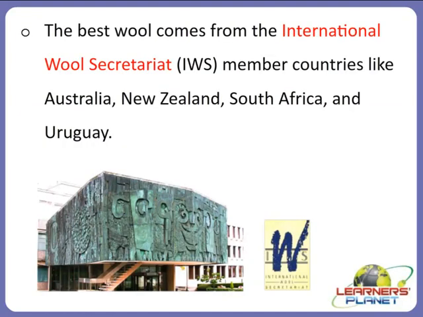You will be very amazed to know that the best wool comes from the International Wool Secretariat, which is shortly called IWS. The best wool comes from IWS member countries like Australia, New Zealand, South Africa, and Uruguay. This is the symbol, or we can say the logo, of IWS, and this is the building of IWS. So what it does basically? Yes, the best wool is obtained from IWS member countries.